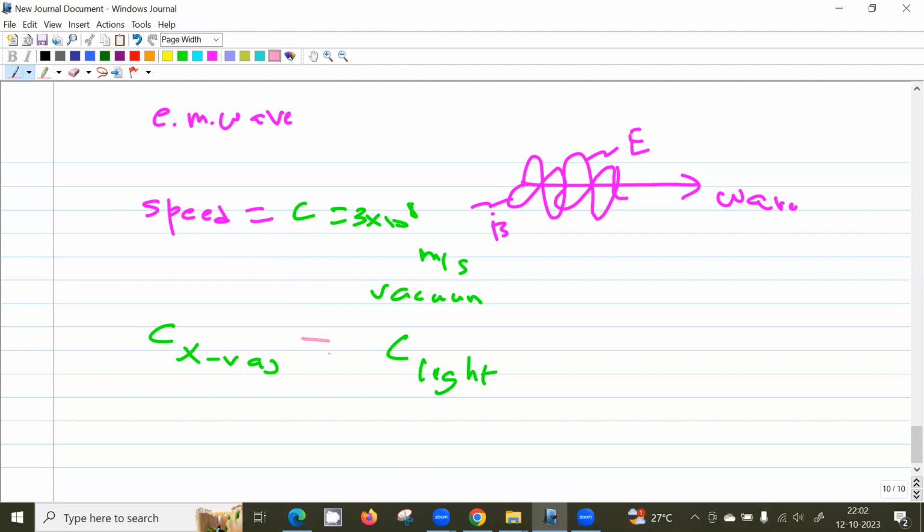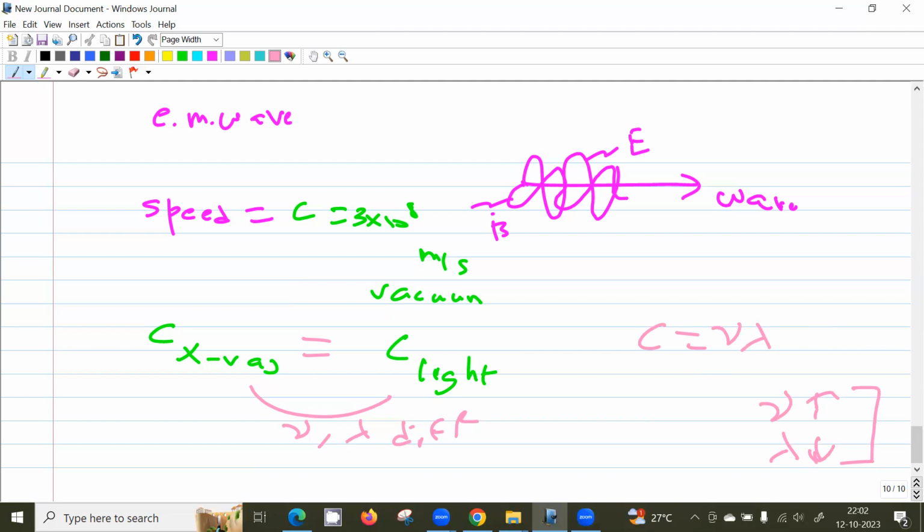So the speed will not change. The difference between X-ray and light is that the frequency is different and also the wavelength is different, but the speed is same. Speed is nu into lambda. So for X-ray, the frequency is more compared to light. So lambda will be less, such that the product of nu into lambda is the same for both X-ray and light.